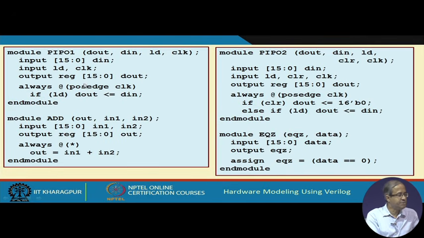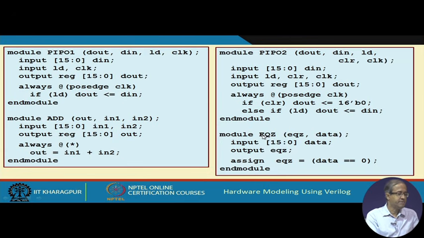You see here, because we are using edge triggered event, we are using non-blocking assignment. Now, the adder, this is just a behavioral specification, out, in 1, in 2, these are all 16-bit quantities. So, always @(*) out equal to in 1 plus in 2.